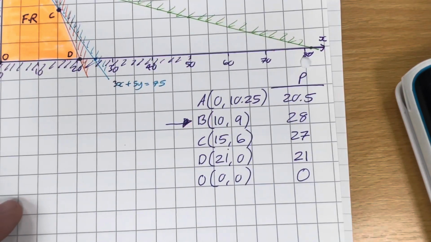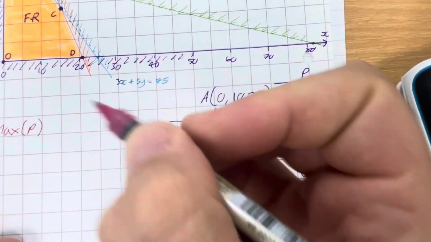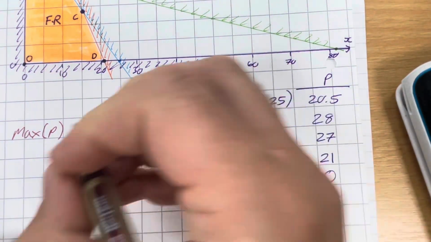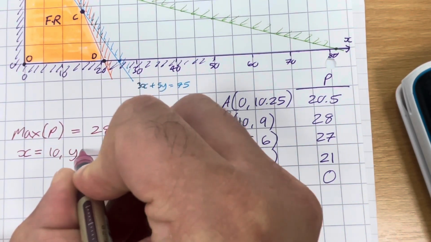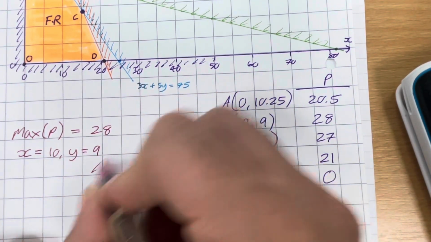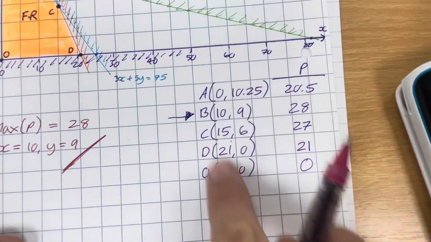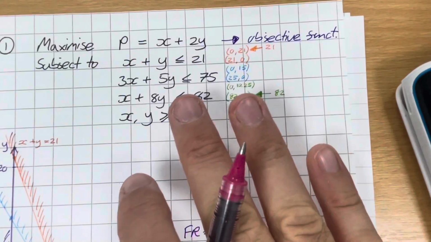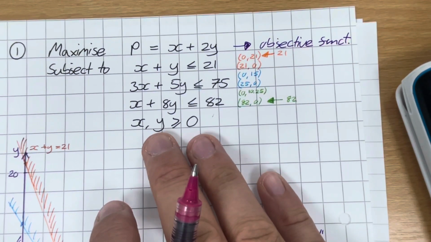Conclude then the linear program with my answer to the problem. The maximum value of p, subject to the constraints, is equal to 28. And that occurs when x equals 10 and y equals 9. This is the solution to the linear program. This is the vertex testing. This is the drawing of the constraints. And this is the linear programming problem originally.